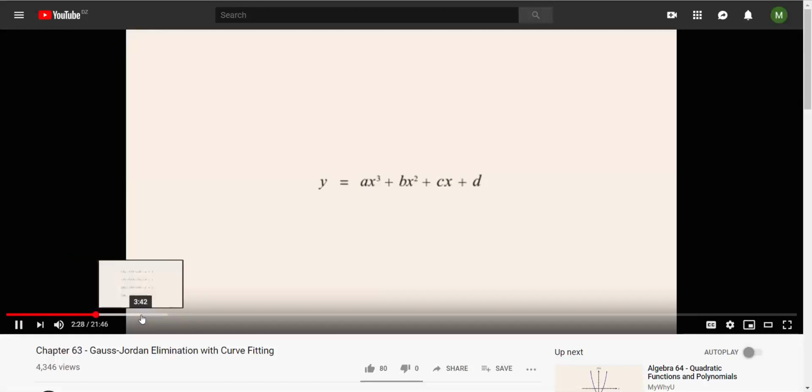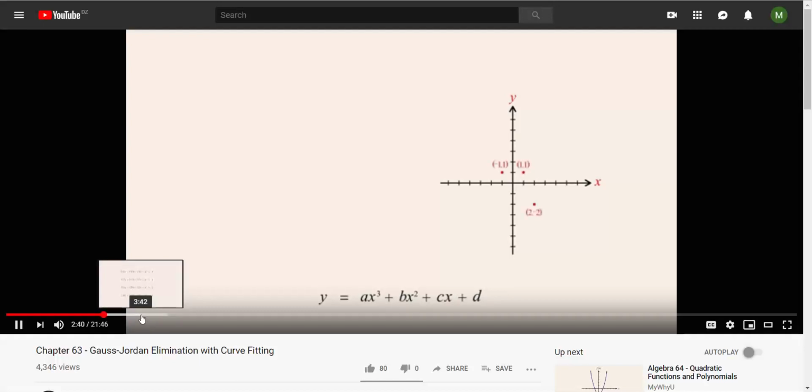We have an equation with 4 unknowns a, b, c, and d. We also have 4 different sets of values for x and y which we know satisfy that equation. If we substitute these values for x and y into the equation, we can create 4 different valid equations where the unknowns are a, b, c, and d.